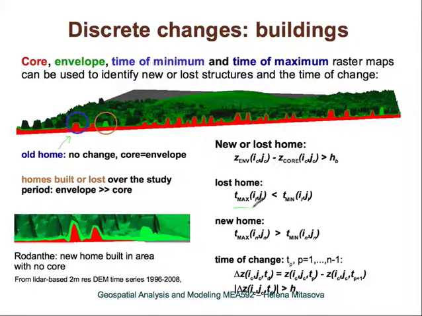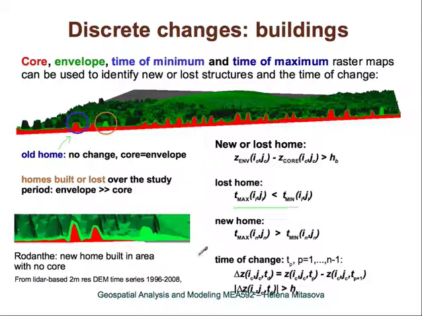So we will use the time maps to identify when the maximum was. When the maximum was sooner than the minimum, then the home was lost. When the maximum was later than the minimum, then we have a new home. And then we can also query the entire time series and find when exactly, or during which time period, this home was lost or built.